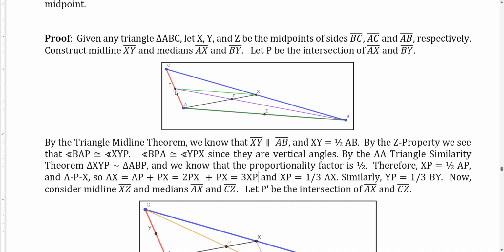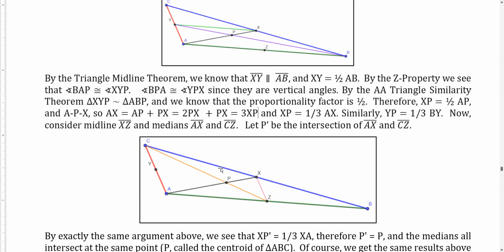Similarly, the same result holds on this side too. So YP is 1/3 of BY. Now let's just consider a different one. Let's look at the midline where we have XZ and then these two medians, CZ and AX. Well, it's exactly the same setup. The way we labeled the letters didn't really matter. As long as that's a midline and these are medians, we're going to get exactly the same result.